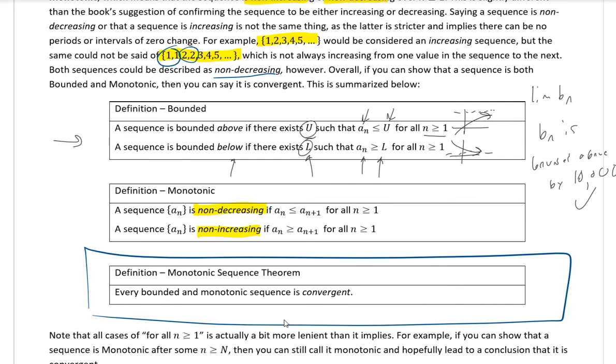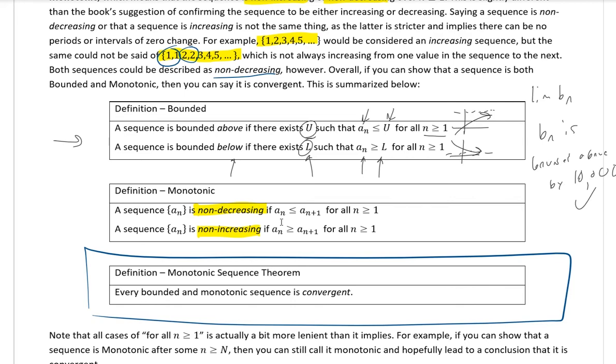But one last note before I go into it. All of these always have n greater than or equal to 1 in them. However, it's a little bit more lax than that. If you find that the first maybe 5 values are increasing and the rest of them are non-increasing, then you can show that the rest of the sequence is convergent after some point.